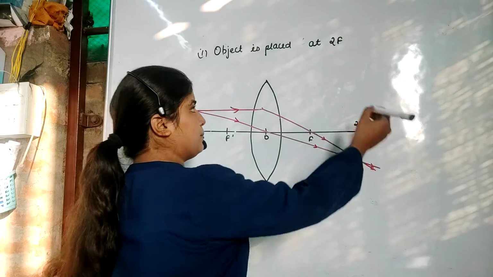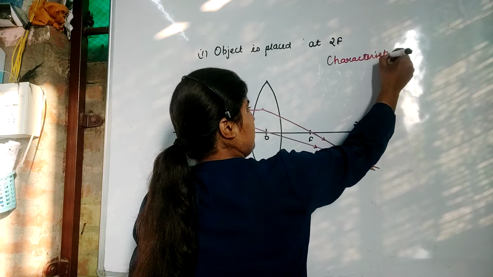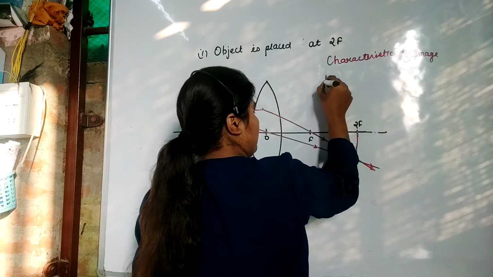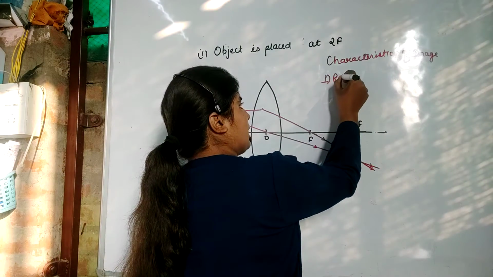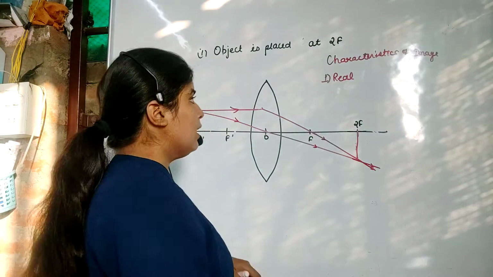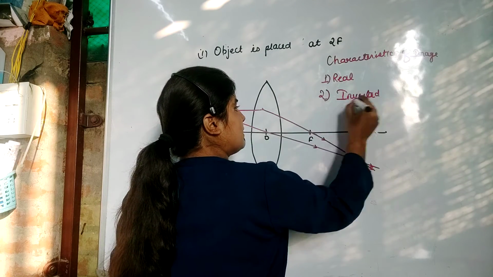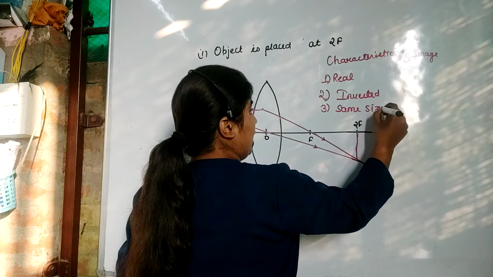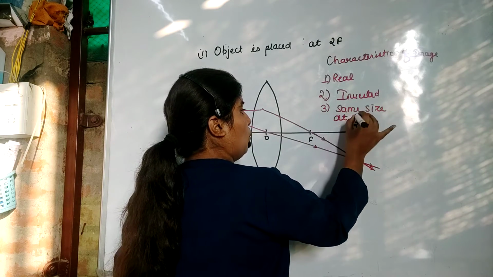So whenever the object is placed at 2F, what are the characteristics of image? The first one is, it is real in nature. Why is it real in nature? Because these two refracted rays really meet each other. Actually they meet. The second thing is it is inverted. And the third one is it is of the same size as the object. And where the image is formed, that is at 2F.